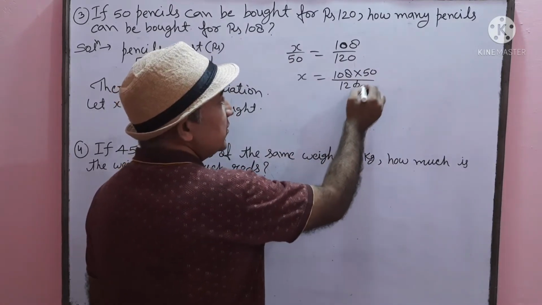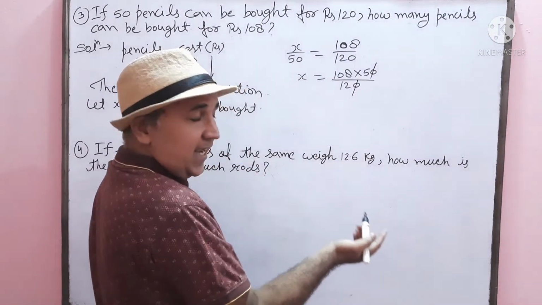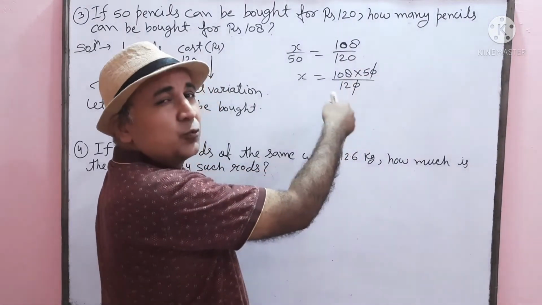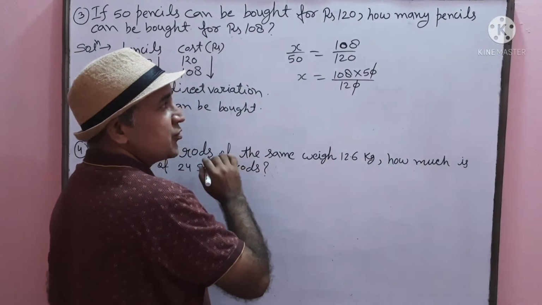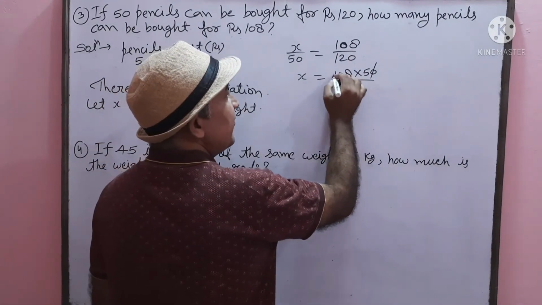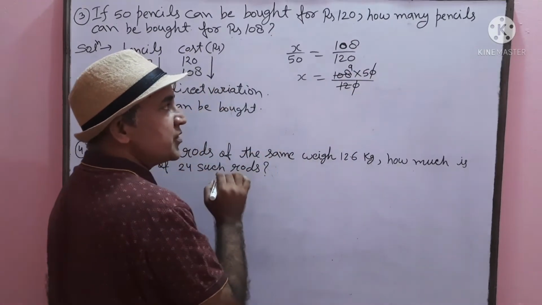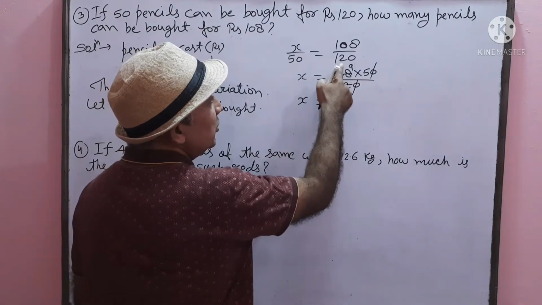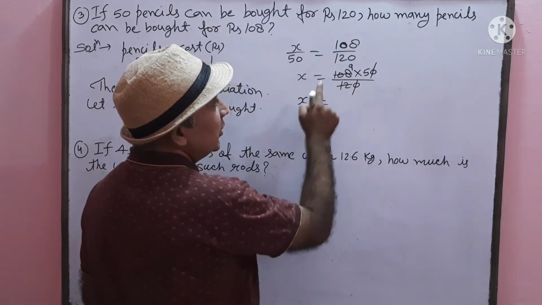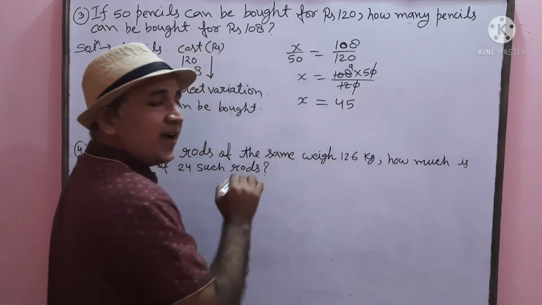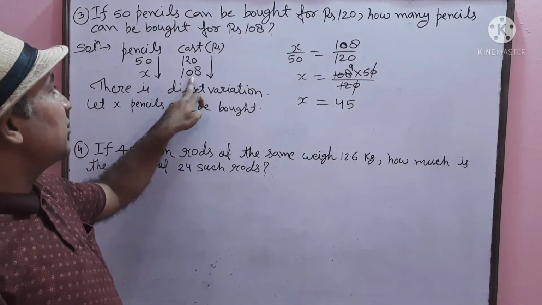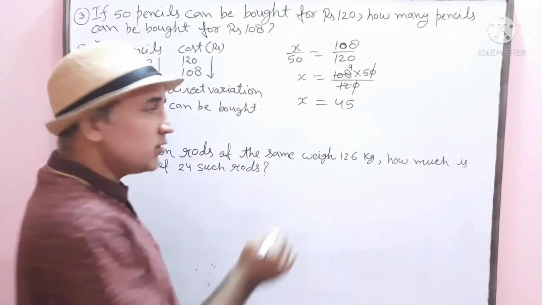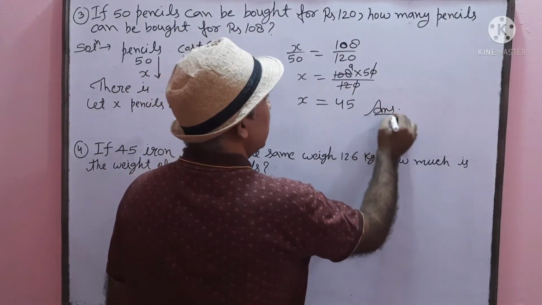You can see that 0 to 0 will cancel each other. Actually 10 divides 120 twelve times, and 10 divides 50 five times. To make it easy, we just cut the 0 against 0. 12 divides 108 nine times, since 12 into 9 is 108. So x is equal to 9 into 5, and 9 into 5 is 45. That means for 108 rupees, we will get 45 pencils. Understood? So this will be your answer.